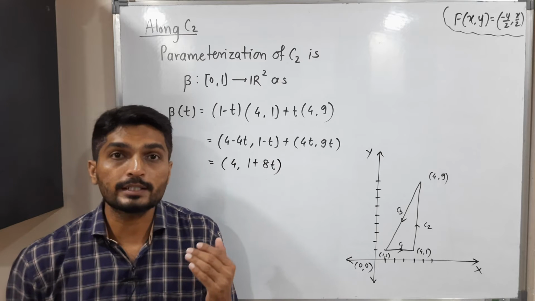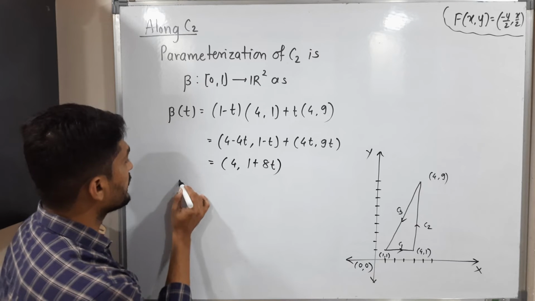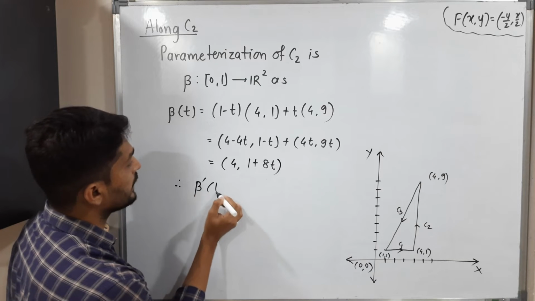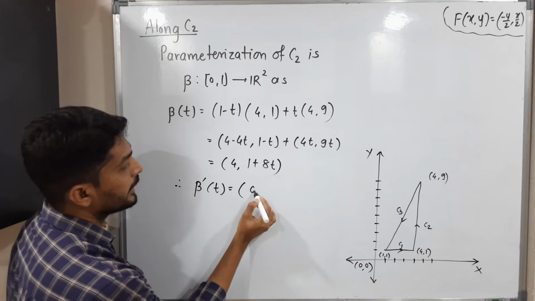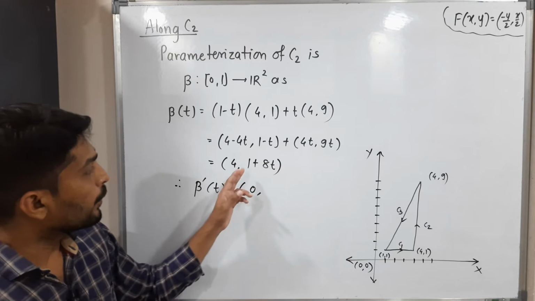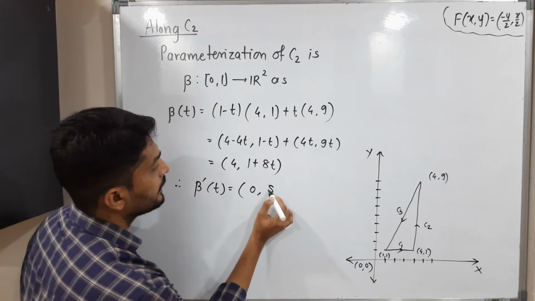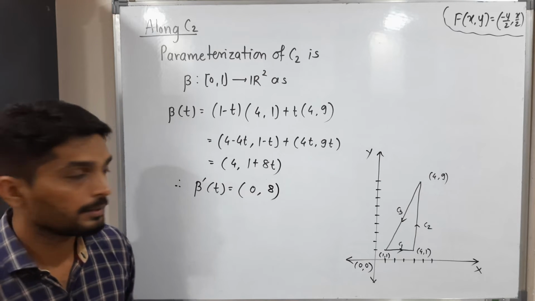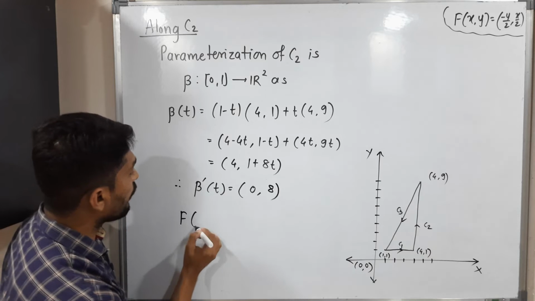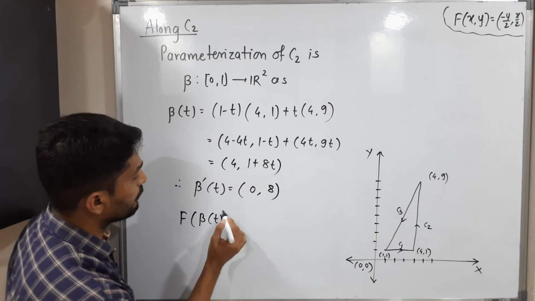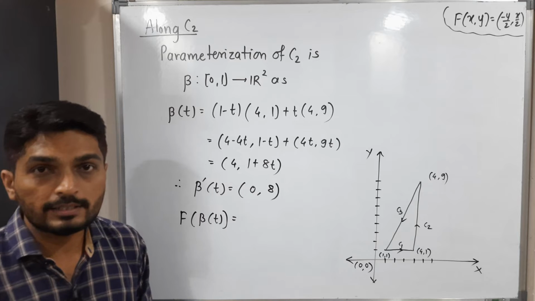After that we want its derivative also. Let us find the derivative. So beta dash of t, we take the component wise derivative. Derivative of 4 is 0. 1 is constant, derivative will be 0. Derivative of 8t will be 8. So this is beta dash of t. We want f of beta of t, right? f of beta of t also we want, and after that we take its inner product.